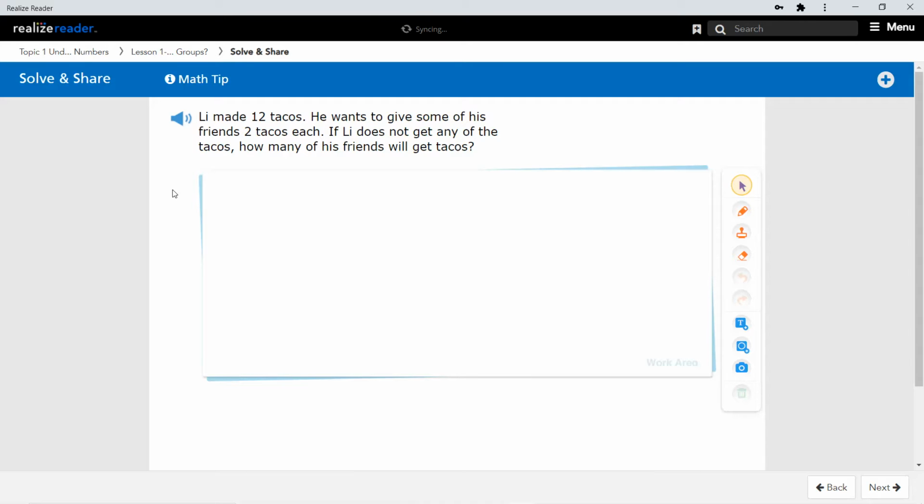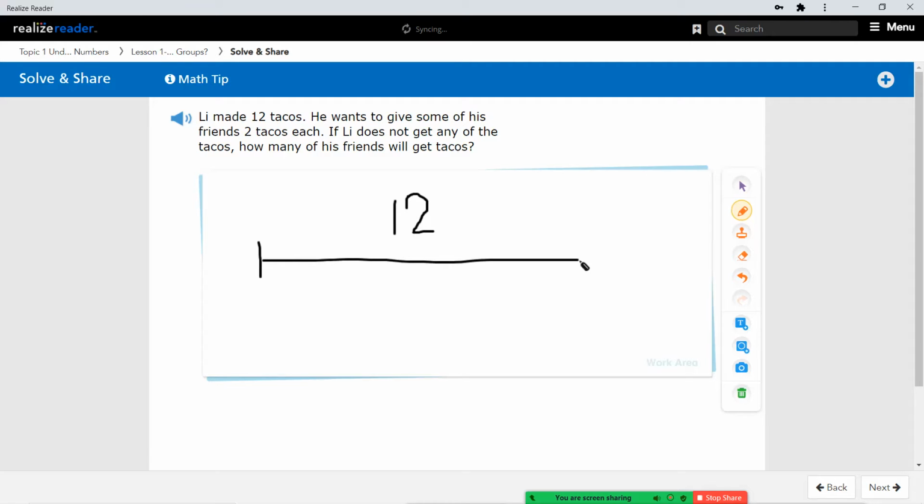So this is kind of the opposite of what we did in the last lesson. We don't know how many groups, we know how many are in each group this time. So we know the total and we know how many are in each group. So over here, we know that our total is 12. We draw our bar diagram. And we know that each person is going to get 2 tacos.